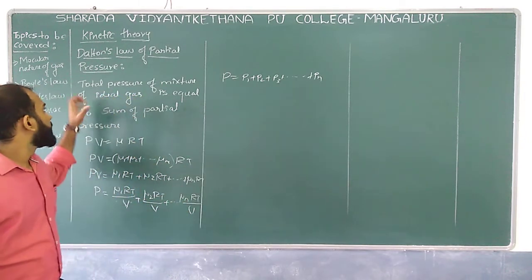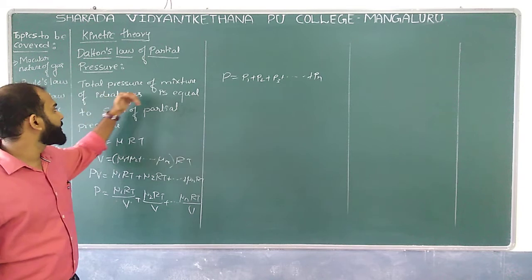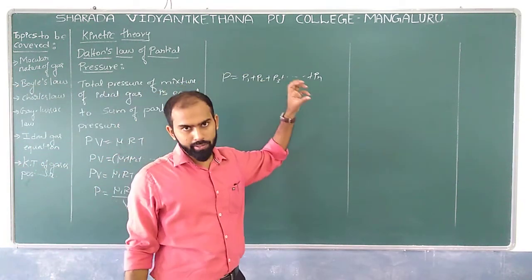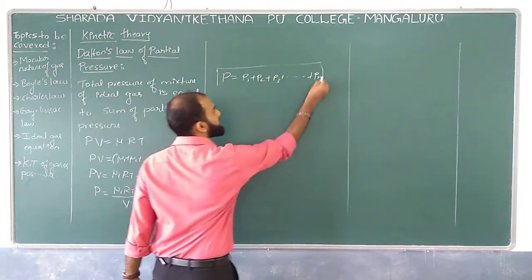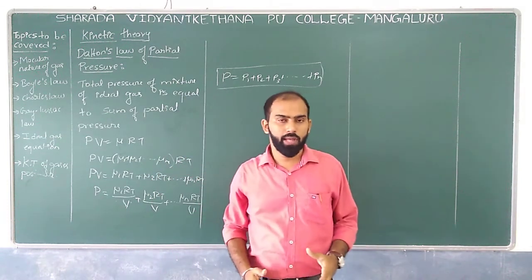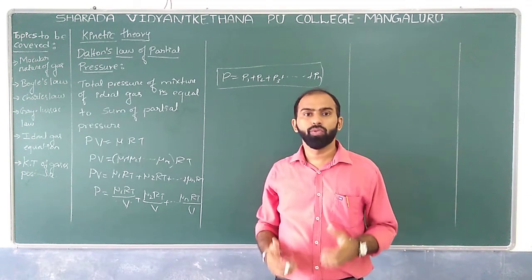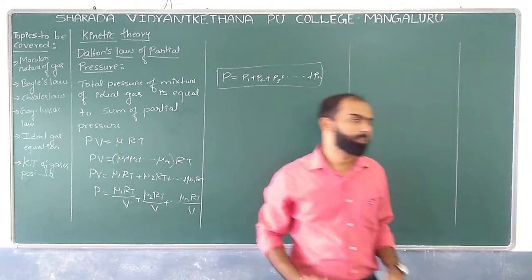So which means the total pressure in a mixture of ideal gases is equal to the sum of partial pressures, the sum of individual pressures. So this is what exactly is given by Dalton. Okay, so keep remembering this. And next we'll move on to the ideal gas and some of the postulates which come under the kinetic theory of gases.